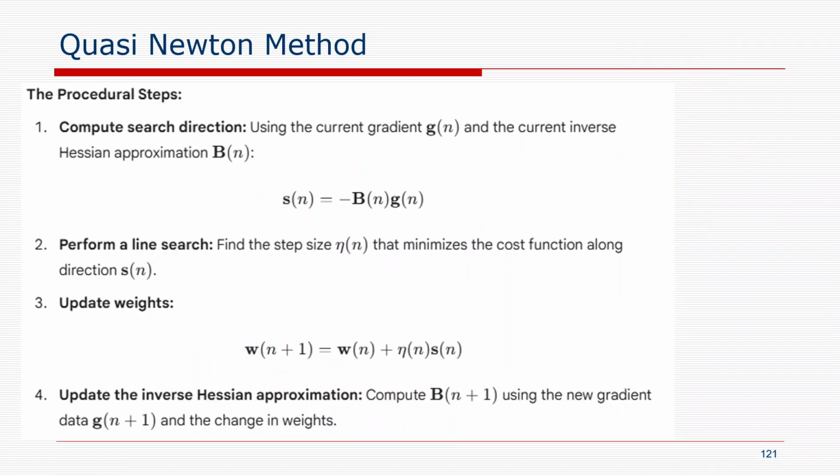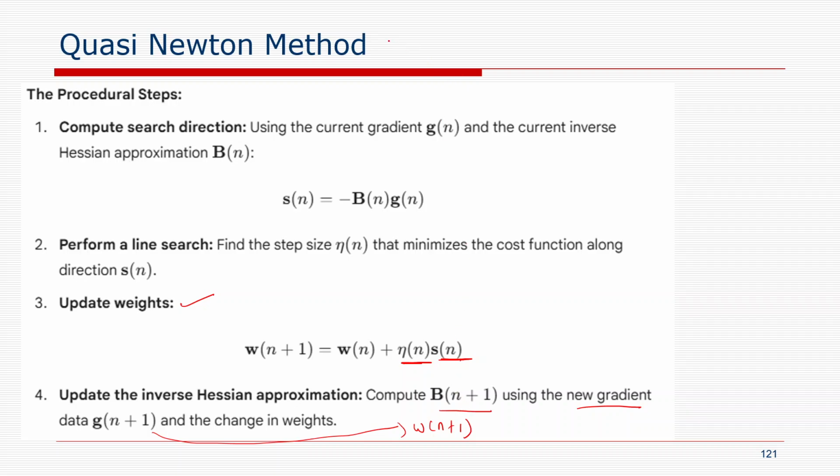That is how we are trying to find the learning rates or the step size in the quasi-Newton. The third step in the quasi-Newton is updating the weights. That is, W of n plus 1 equals W of n plus the step size we have found times S, the search direction. And then next, update the inverse Hessian. That is, we had B of n, and next you update B of n plus 1 using the new gradient. The new gradient calculation will happen using the new weights, that is W of n plus 1.